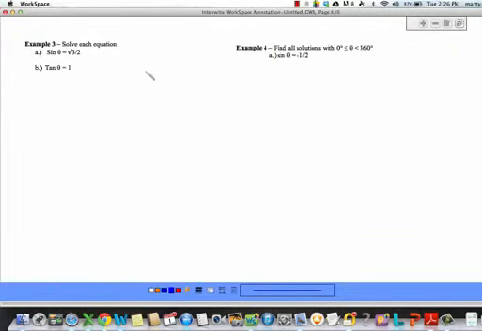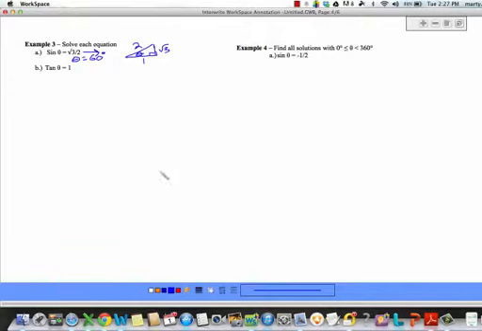Solve each equation. Sine of theta equals the square root of 3 over 2. Again, we could use our calculator now and do inverse sine of square root of 3 over 2. But you also got to remember that we can just set up a triangle. Here's theta, and sine is opposite over hypotenuse, and I know this is a 1, 2, square root 3, and I know this has to be 60. So theta is 60 degrees.